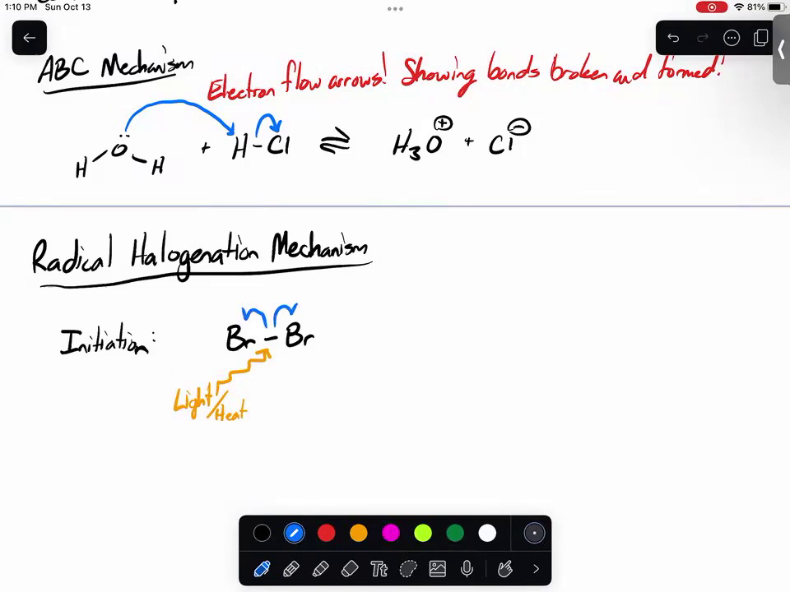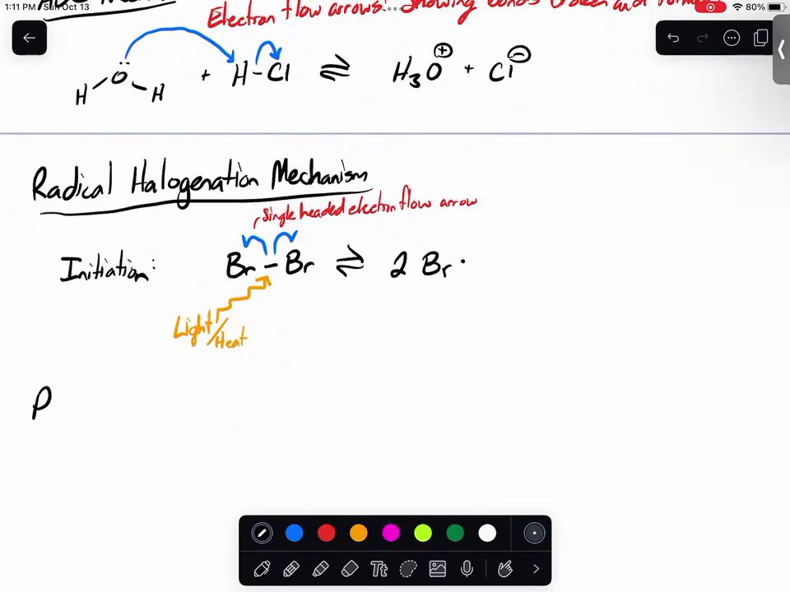So, remember, to show one electron, we are showing the single-headed electron flow arrow. Okay? Because that's showing only one electron moving. What that does, and this is an initiation step, is it generates two bromine radicals, right? It makes Br dot and Br dot. Once this has happened, the reaction has started, hence why we call it initiation. But the reaction continues through a step called propagation.